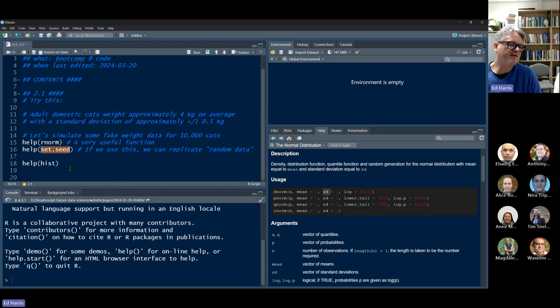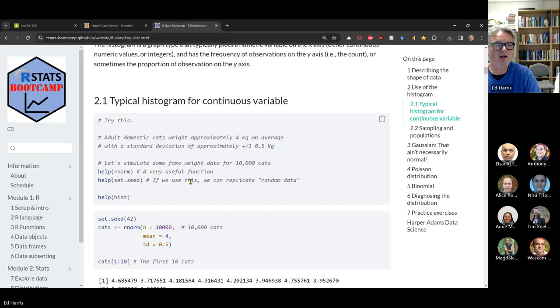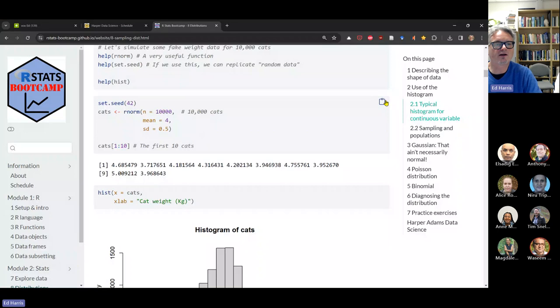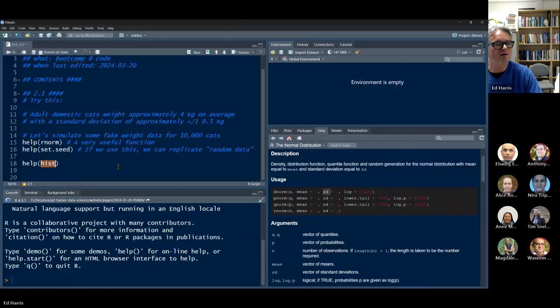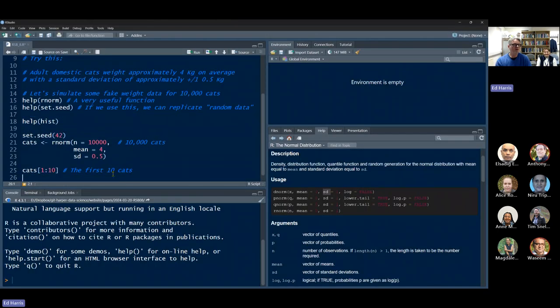But if we want to have the exact same reproducible random normal set of numbers, we could set our seed, which is a way to have that reproducibly constructed every time. And then histogram is one we already talked about. It's a way of examining distributions. Okay, so just as Megan said, we're going to simulate some cat weights.